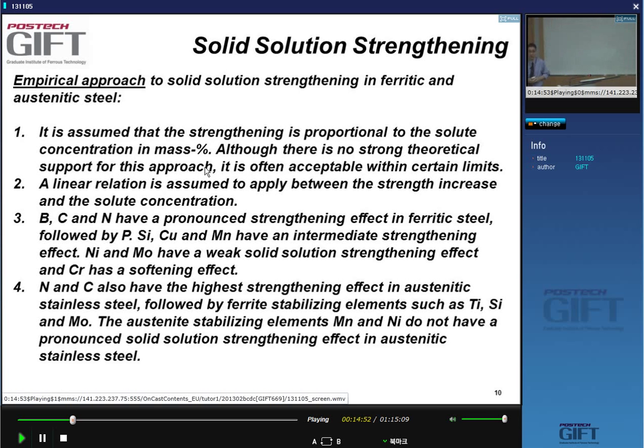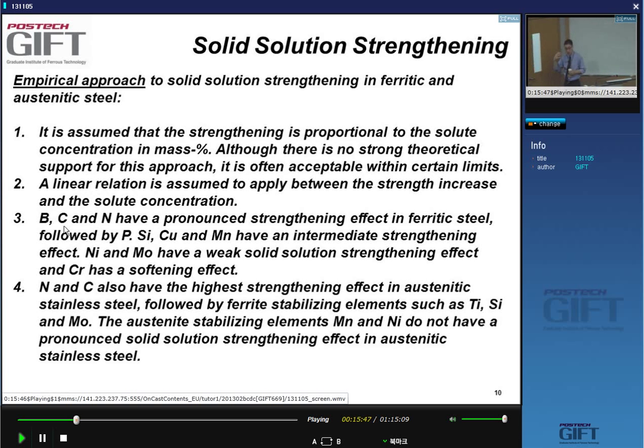And the reason why it works, and I'll make this point later on, is that we don't have much experimental evidence to support any of the available theories when it comes to solid solution strengthening in steels. And the results are very often good enough because the levels of alloying are so low. Okay. Right, and so we assume a linear relation. When we do this, we see that interstitial solutes like carbon, nitrogen, boron, have very high strengthening effects in ferritic steels.